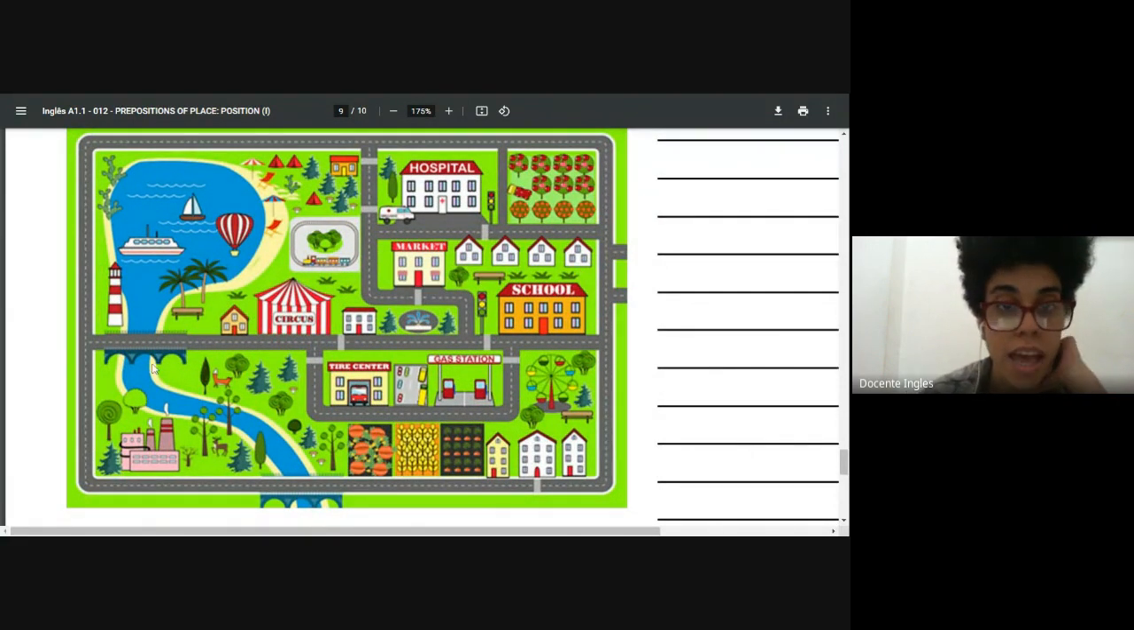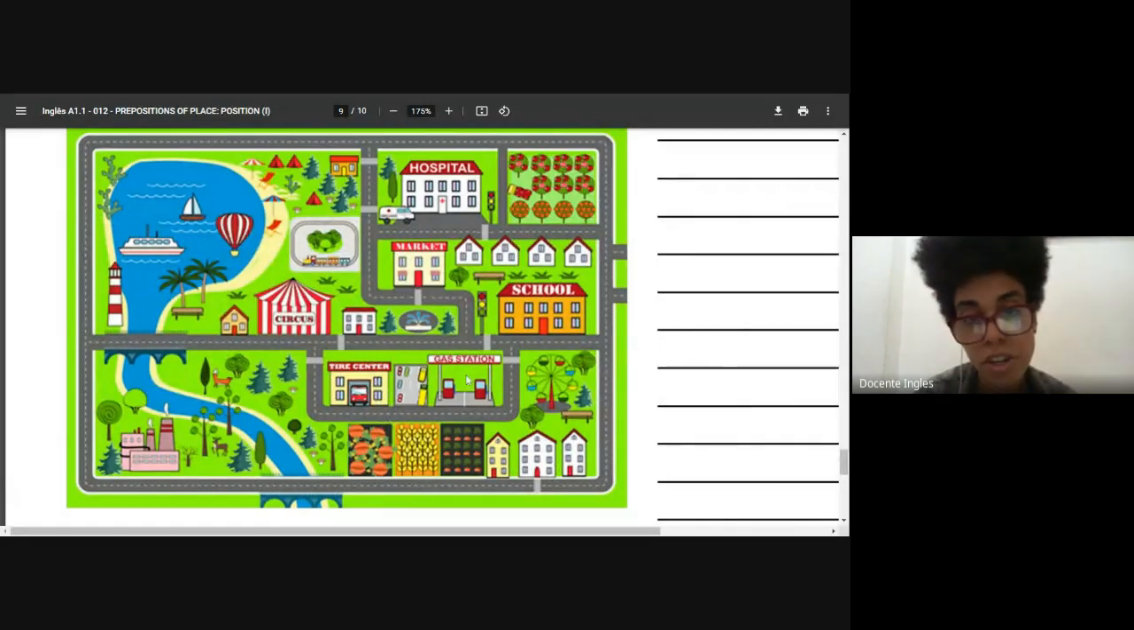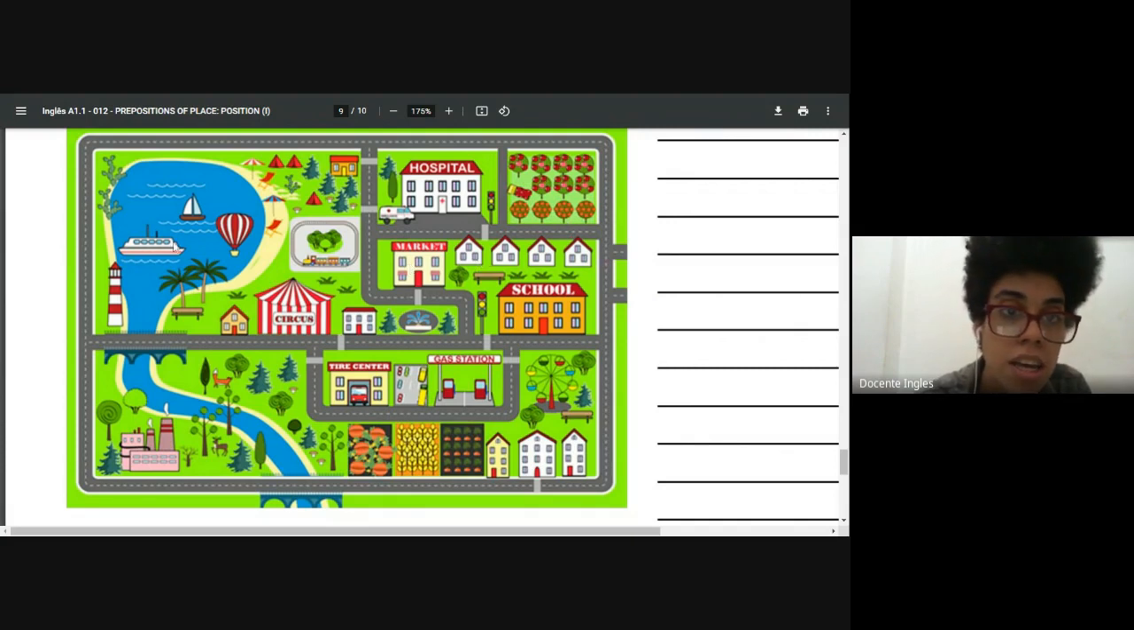So we have, what is it? We have a circus. We have a mechanic, a tire center. We have a gas station, school. We have like a park. I don't know, another kind of park. We have many houses, a market. We have like a river. I think it's a river, right? It's not a beach. It's a river. So we have many, many things. We have a railway. Is it a railway station? No, I think it's for kids. All right. So we have all of those things.